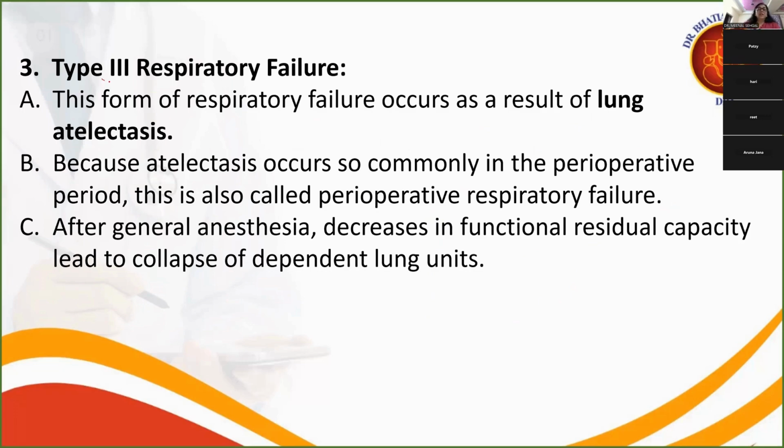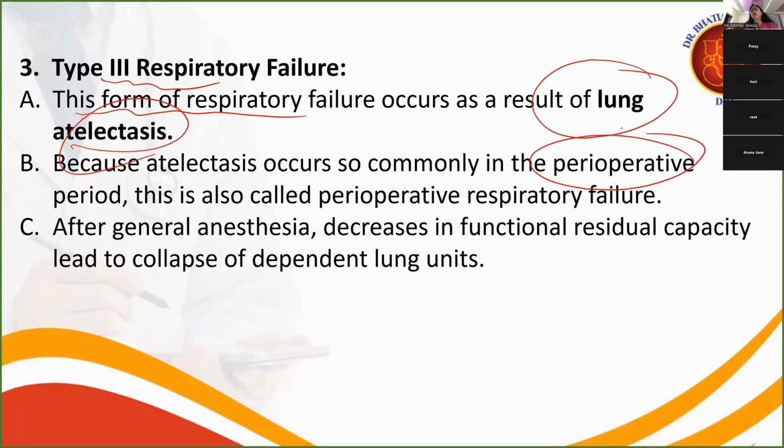What is type 3 respiratory failure? Type 3 respiratory failure is a perioperative respiratory failure. This is occurring due to lung atelectasis, and it is most commonly seen, or a term used, when lung atelectasis happens following any surgery. So atelectasis happening perioperatively is termed as type 3 or perioperative respiratory failure.